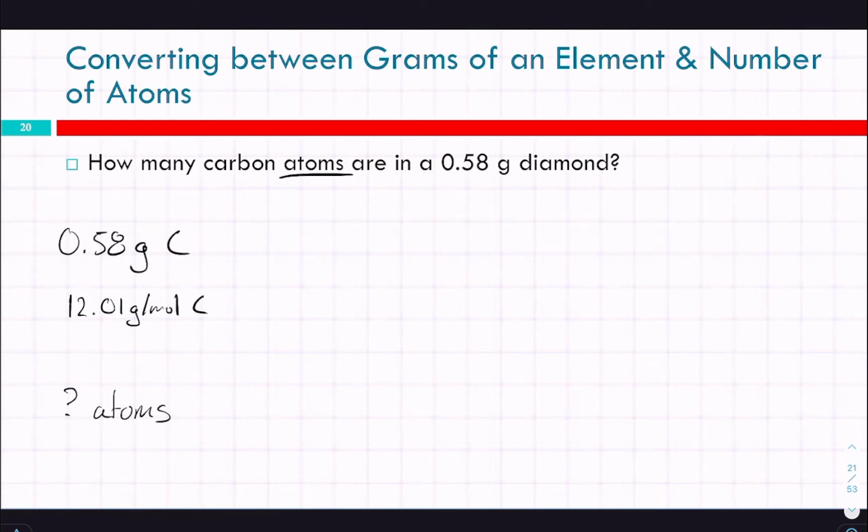But we're going to need one more conversion factor here, and that's to go from moles then to atoms. And that's where we use Avogadro's number. Because a mole is just like a dozen, right? It doesn't matter what it's a dozen of, it's always 12 of that thing. A mole of something is always 6.022 times 10 to the 23 of that thing. So in this case, atoms. So 1 mole is equal to 6.022 times 10 to the 23 atoms.